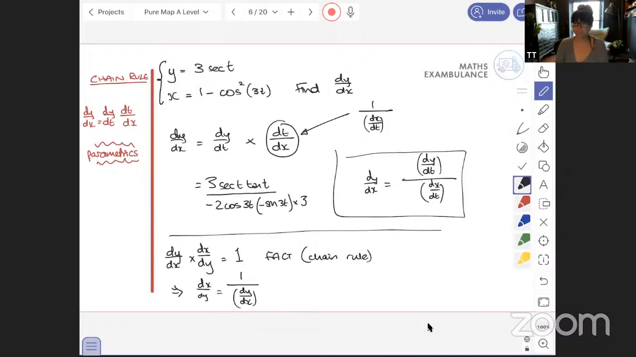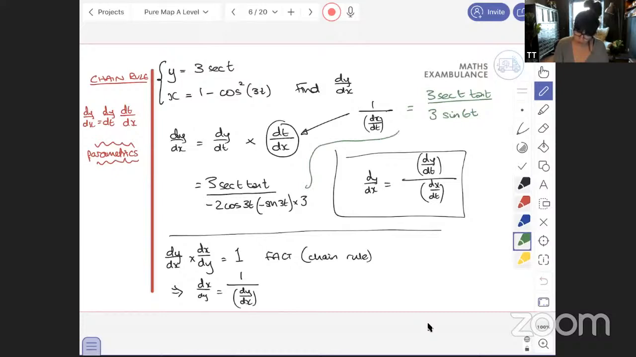Okay, so the answer is 3 sec t tan t over, the minus and the minus cancel. We've got a 2 and a 3 that makes 6. We've got cos 3t sine 3t, which, as we know from the previous one, we can write differently. So maybe we might write our answer like this: sec t tan t over, instead of 6 cos 3t sine 3t, I could write 3 sine 6t.